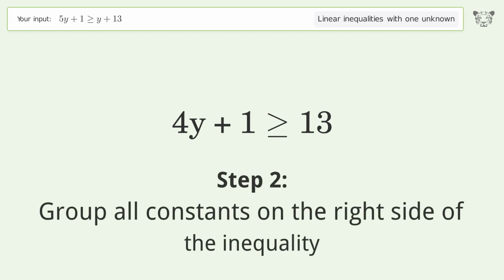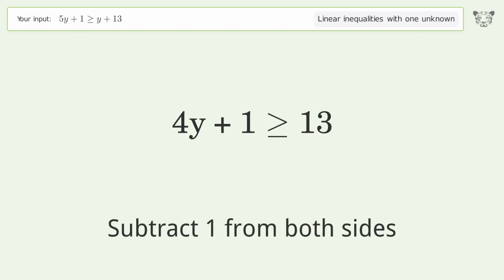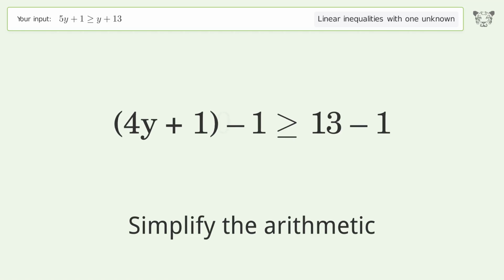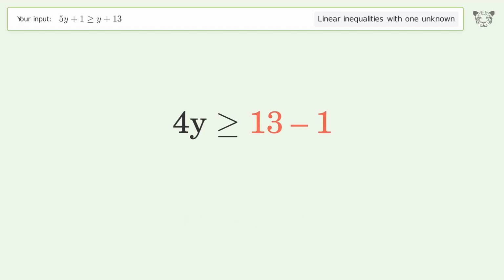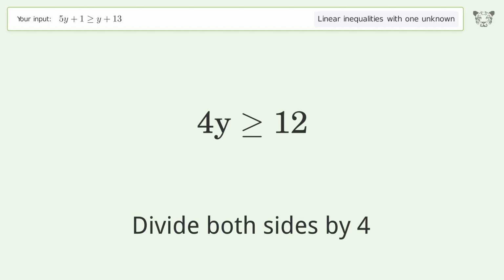Group all constants on the right side of the inequality. Subtract 1 from both sides. Simplify the arithmetic. Isolate the y. Divide both sides by 4.